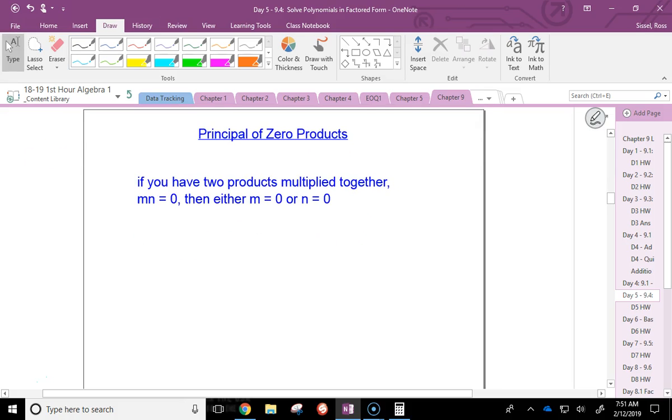So what we're going to learn about is the principle of 0 products. If you have 2 products multiplied together, such as m times n, and it equals 0, then obviously either one or the other has to equal 0. Could they both equal 0? I mean, m could be 0, n could be 0, but we know that one of them has to be 0.